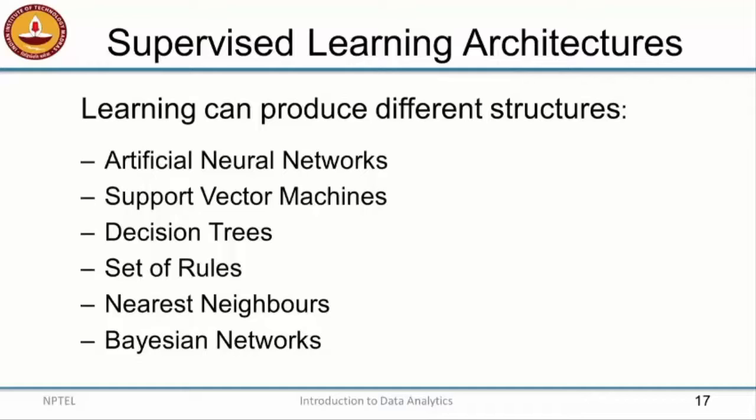Supervised learning can produce different architectures. It could be artificial neural networks, which we will talk about later, support vector machines, decision trees, or just sets of rules. And there are other popular methods such as nearest neighbor methods, where you remember all your training data, and when a new data point comes in, you try to make a prediction based on which of the training data looks like the new data point. And also probabilistic methods, typically based on a Bayesian approach to learning. We will be covering at least the first three in this course in detail.